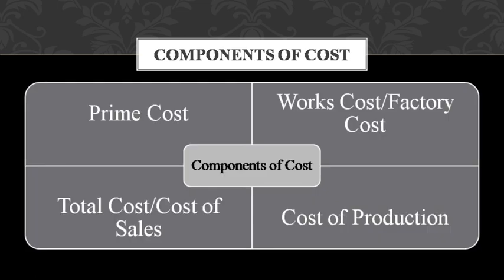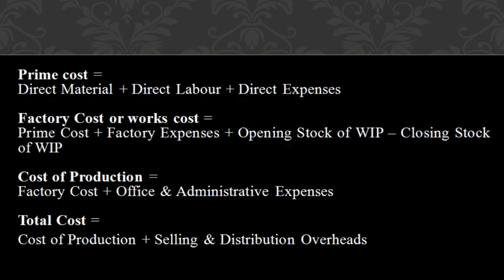Now, the next topic, components of cost. There are 4 components of cost here: prime cost, works cost or factory cost, cost of production, and total cost or cost of sales. The first one, prime cost. What is prime cost? It is the sum total of all the direct expenditures, that is direct material, direct labor, and direct expenses.